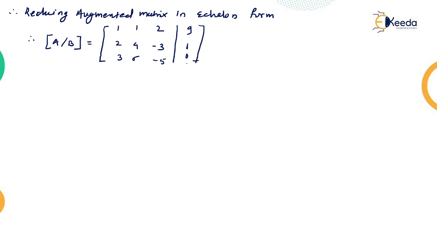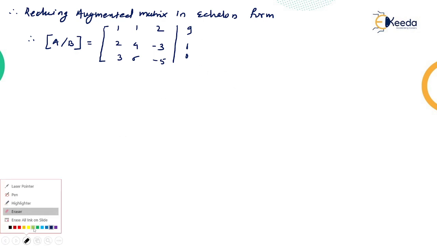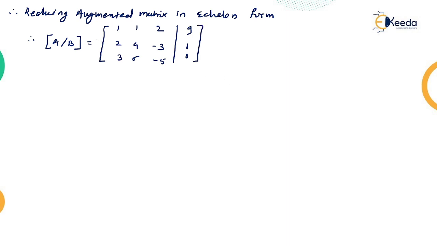This is the augmented matrix. We have to reduce the matrix to echelon form. So how to reduce? We have to make the first element 1, and clearly the first element is already 1. Echelon form means the leading element should be 1, and below the leading element we have to make all elements 0. That means we have to make 2, 3, 4 and 6 into 0. What is your first priority? You have to make the 2 a 0 and the 3 a 0.